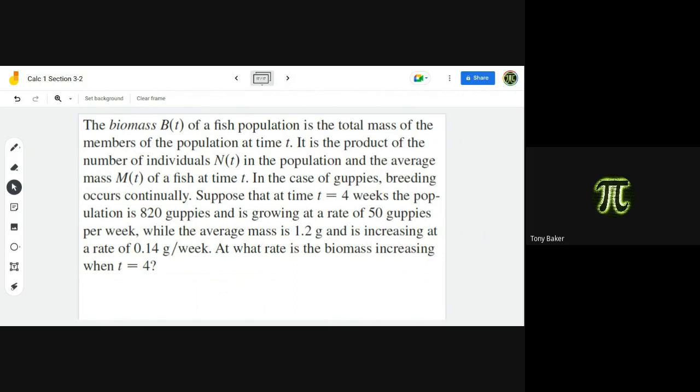So the question is, how do you figure out total mass? Mass per fish times the amount of fish. Yeah, it's the average mass times the number of fish. So it's fish times mass. You now have a product. So we now can do our product rule, because we're looking for the rate of change, so we're looking for the derivative.